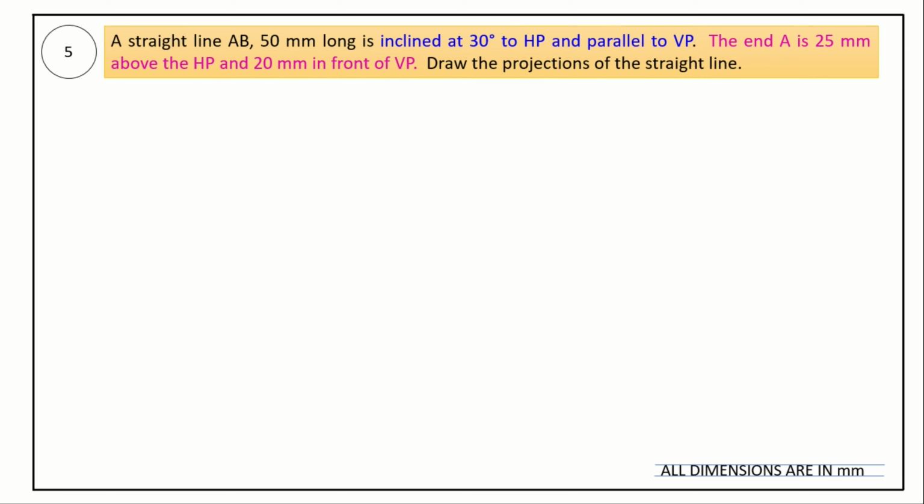Take an A3 sheet, draw margin on all four sides. Write the question number. In the bottom right corner, write all dimensions are in millimeter. The question given is a straight line AB, 50 mm long, is inclined at 30 degrees to HP and parallel to VP. The end A is 25 mm above the HP and 20 mm in front of VP. Draw the projections of the straight line. First, draw reference line XY.